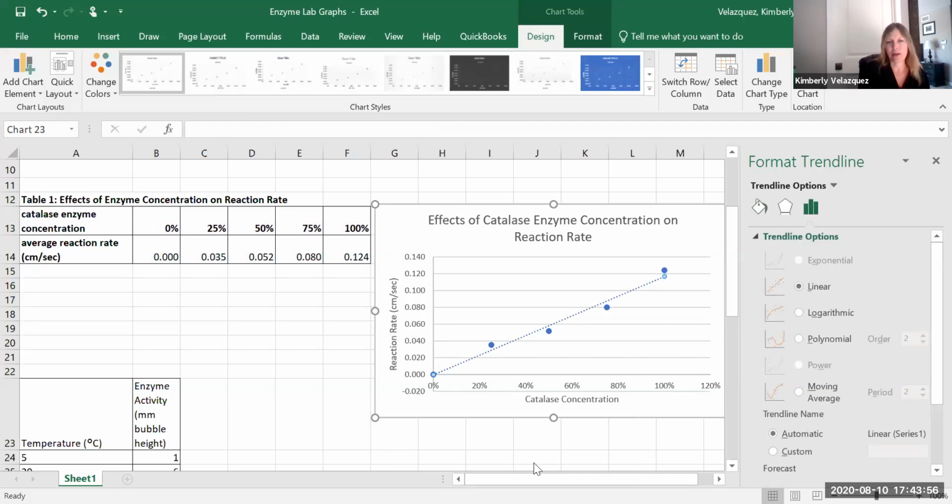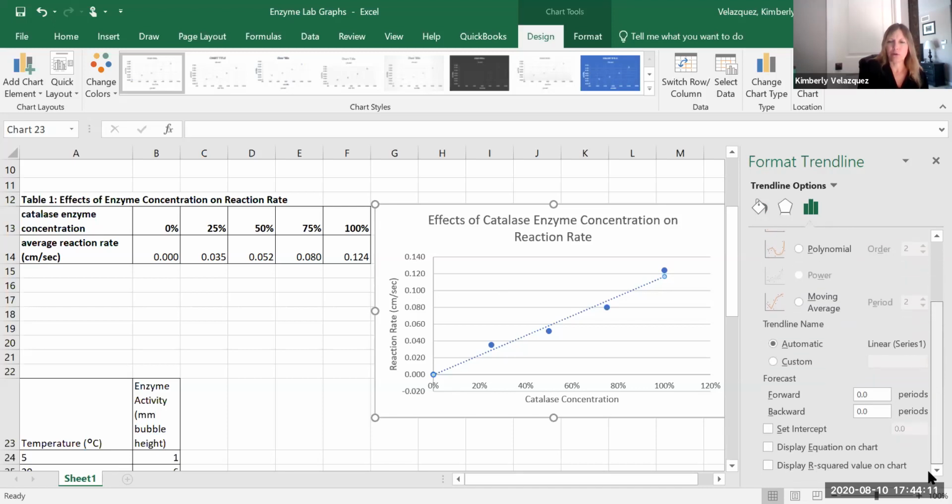And once I do that, I have this nice trend line, so I can now see, yes, as catalase concentration increases, reaction rate increases. Over here, I now have a menu to do a couple of things with that trend line. I want to set the intercept to 0, meaning now my line goes all the way to the 0, and I'll show you something cool that now allows me to do. And I also want to display the equation on the chart.